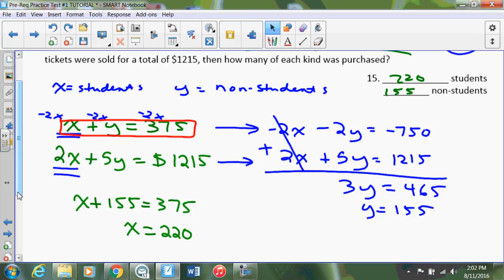Don't worry if you're a little rusty on these word problems. You will have more of them on practice test 2 and practice test 3 to practice with.